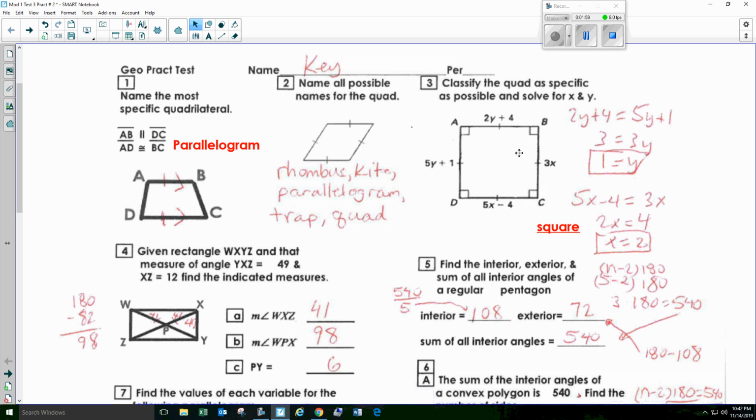Okay, so classify the quadrilateral as specifically as possible. That's the way you could read it on the DCAS. Another way it's worded is name the most specific quadrilateral. It'll be one of these 2 formats. They are saying the same thing.